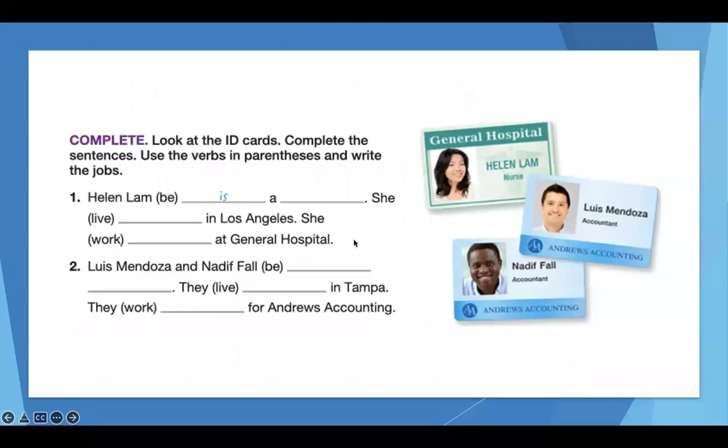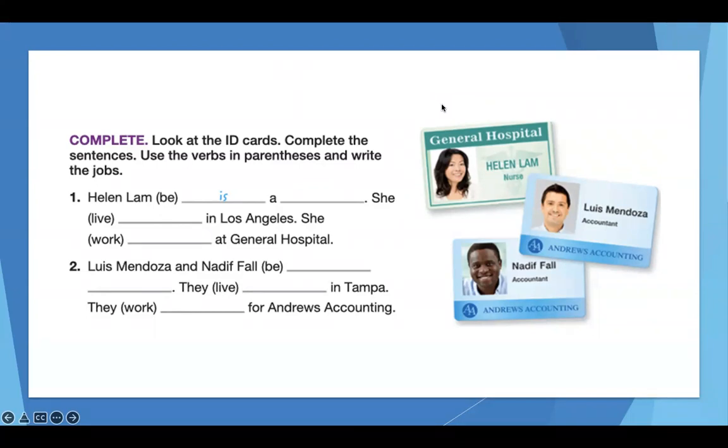All right, and now we're going to look at these IDs and then answer the questions. The directions say, look at the ID cards, complete the sentences, use the verbs in parentheses, and write the jobs. So we can see number 1. Ooh, we'll read the cards first. So General Hospital, Helen Lamb, nurse.